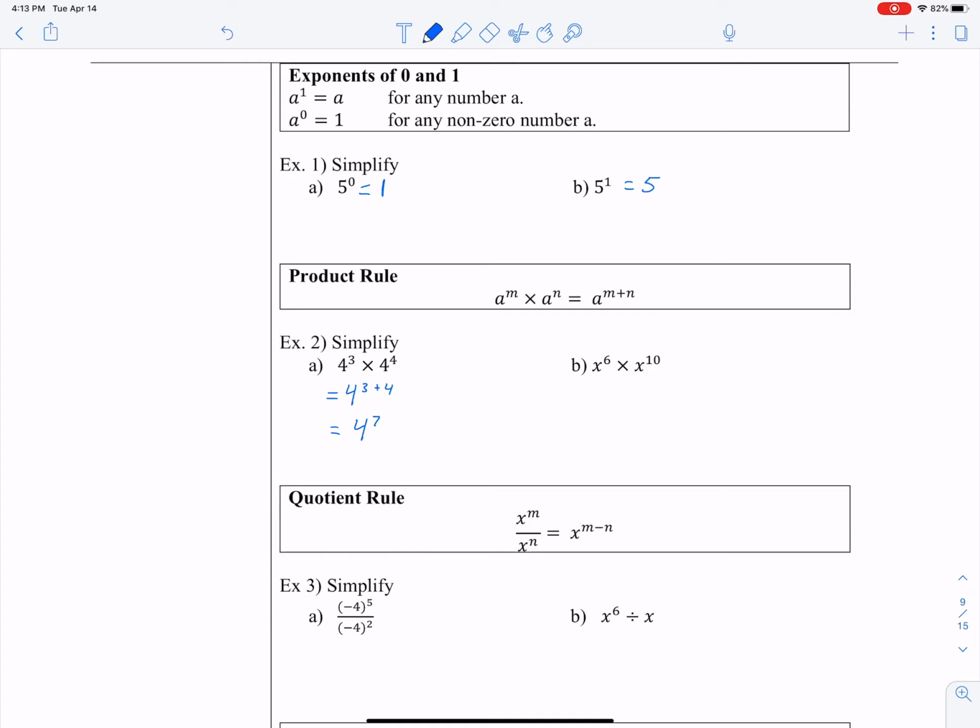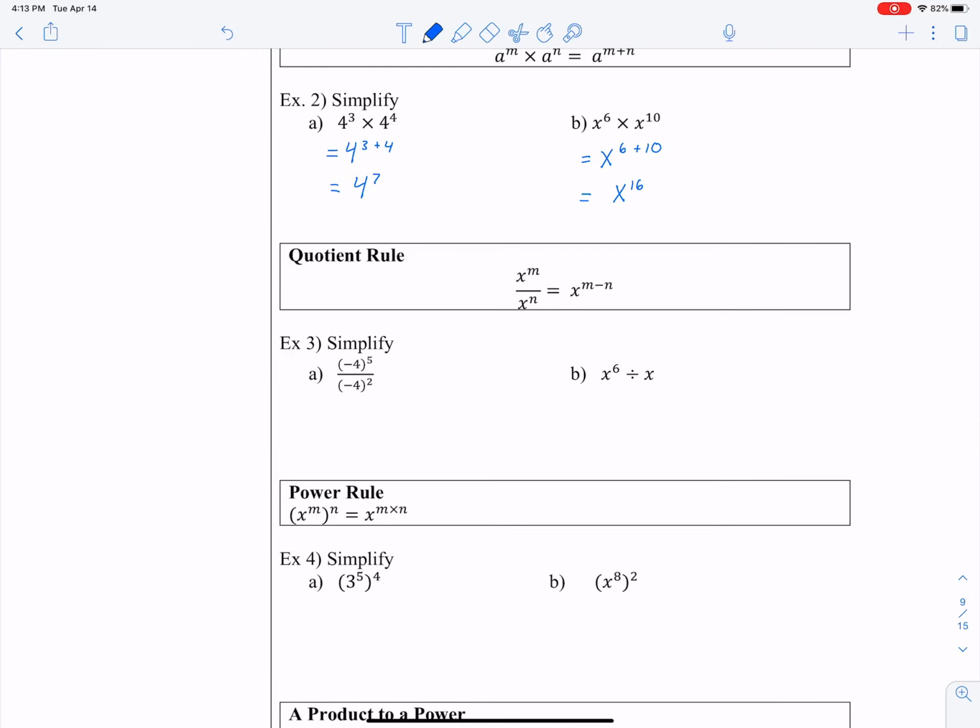Here's another example, except instead of using a number, it's using a letter. Here we have x to the 6 times x to the 10. So check, our bases are the same. So this becomes x to the 6 plus 10, which becomes x to the 16. That's the product rule. So if you have exponents on the same bases that are multiplying each other, then you add them.